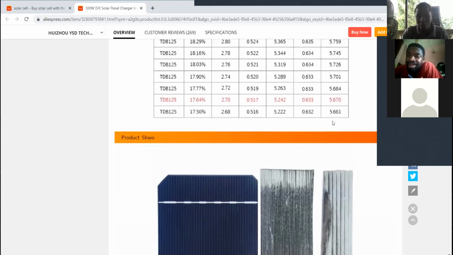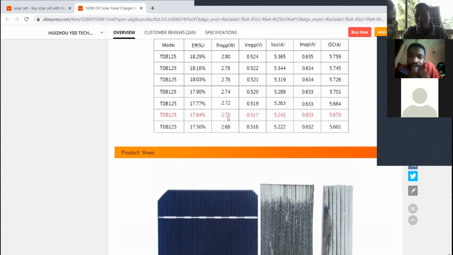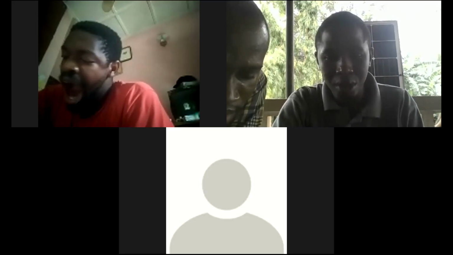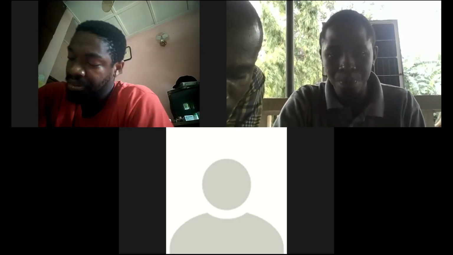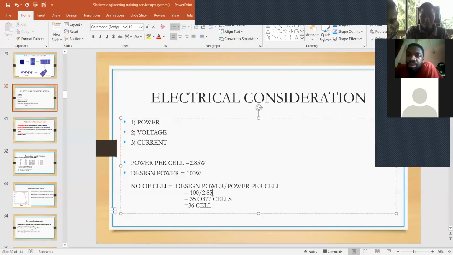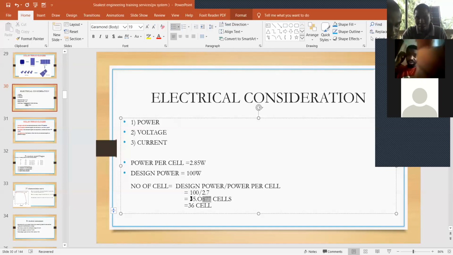But what I just want to show us is that the power per one, are you seeing where my cursor is? The power per one is 2.7. So if we go back to our calculation, I will share the other screen now. Share screen. So if we go back, we actually put 2.7 here. So our answer should be 37.